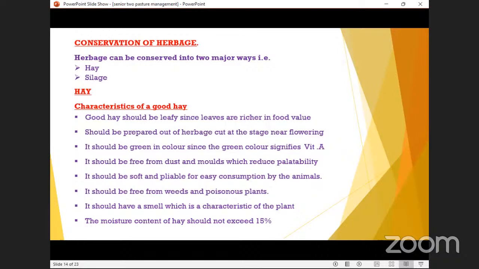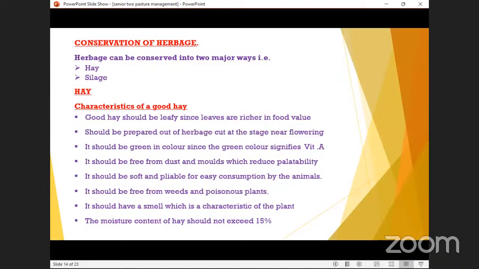It should have a smell which is characteristic of a plant. It should not change the smell. It should not start smelling something different from what the cows know. It should remain the same scent, same smell, such that it is productive to the animals.